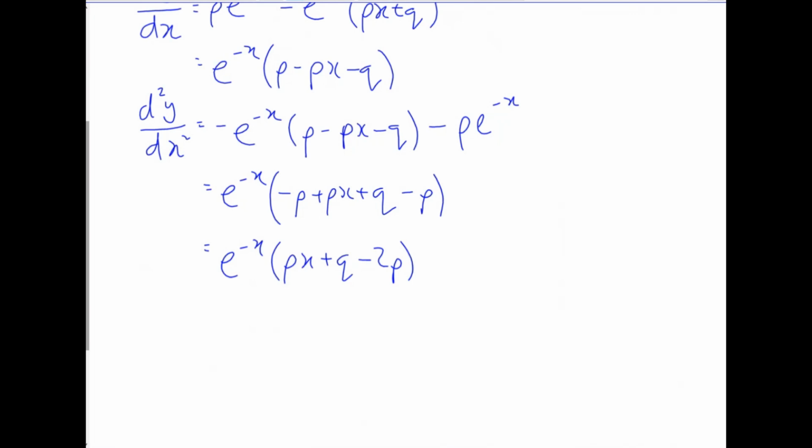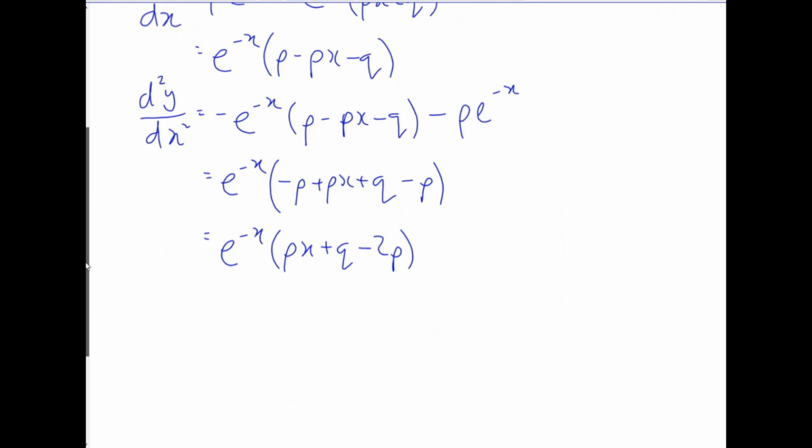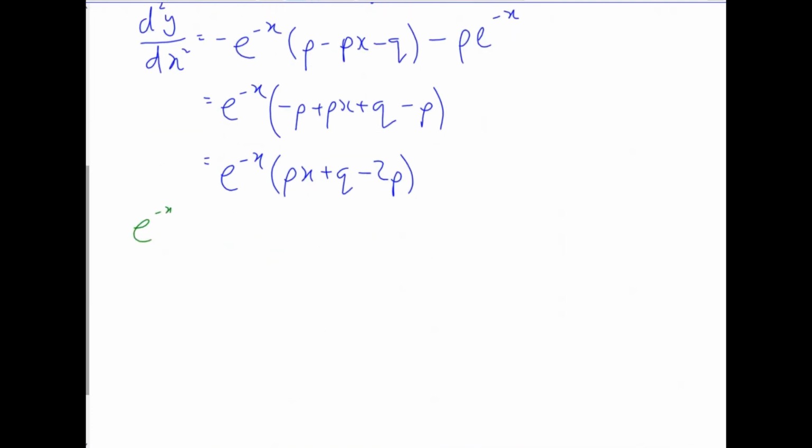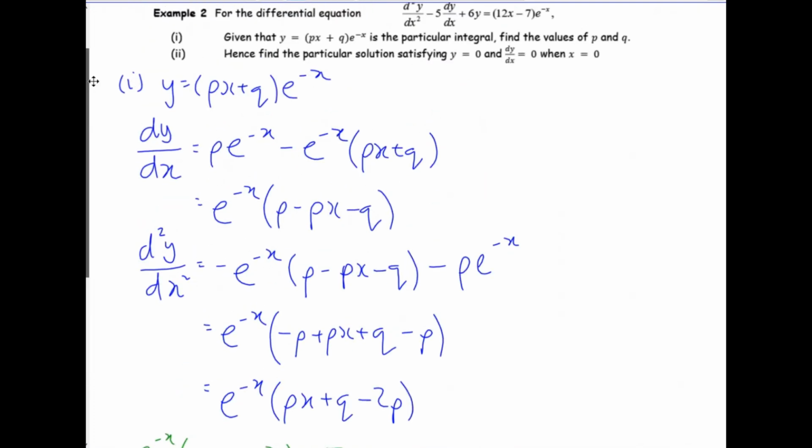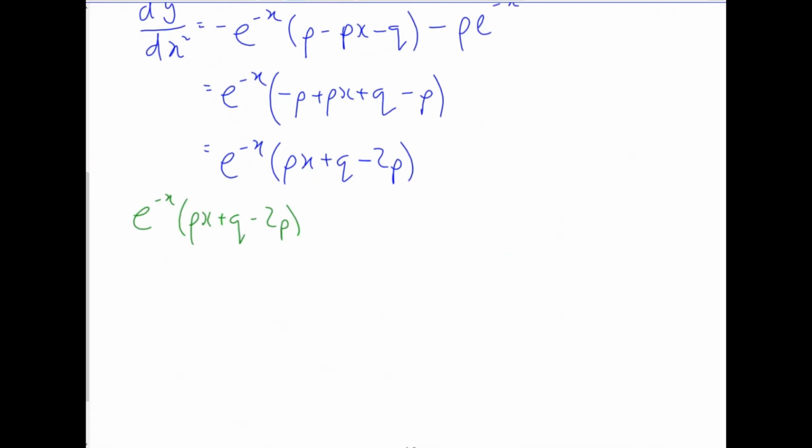Let's take these and substitute them back into the original differential equations. So we had d squared y over dx squared, which is e to the minus x times (px + q - 2p), plus 5 dy by dx, so minus 5 dy by dx.